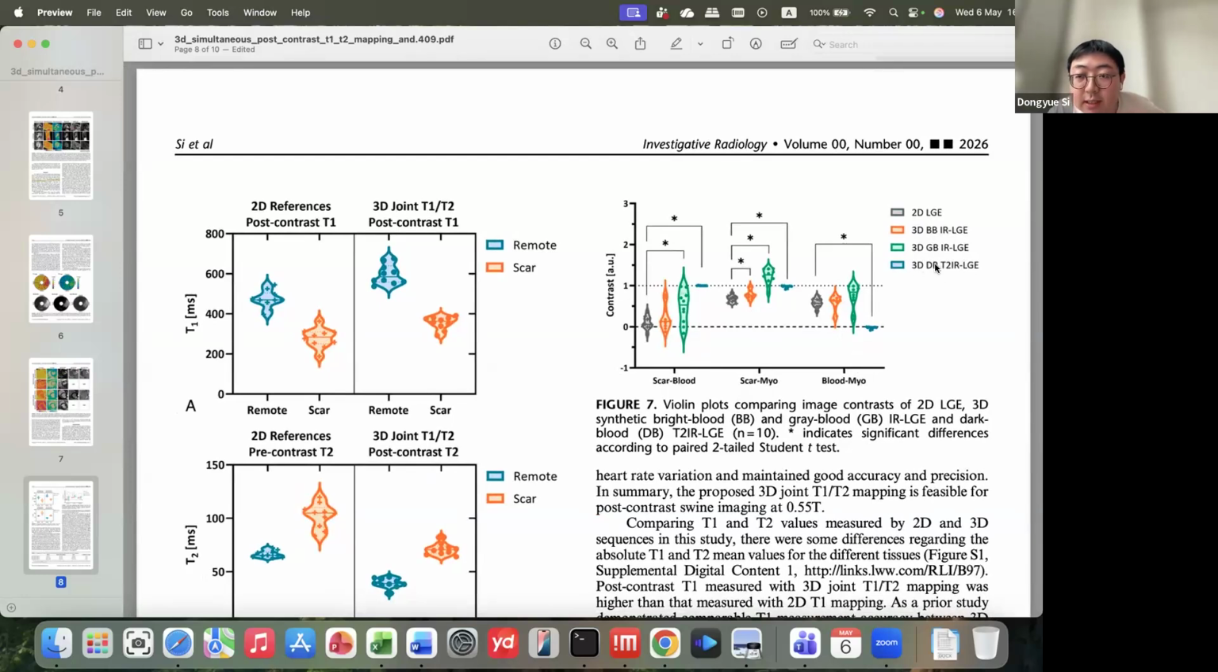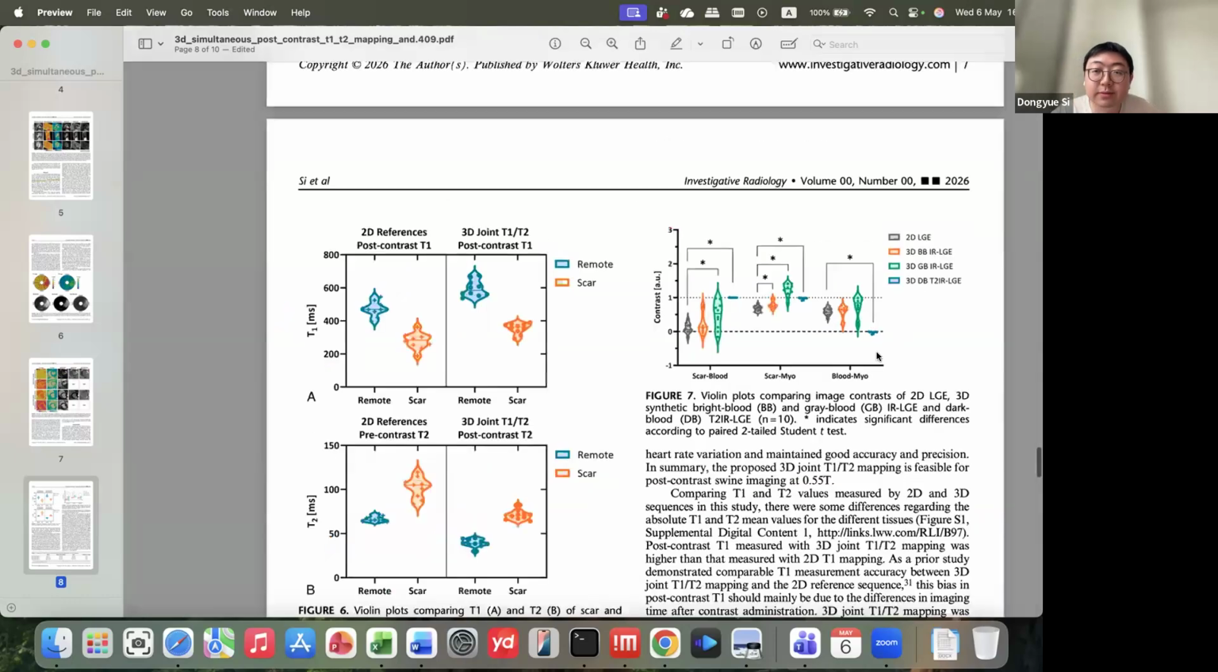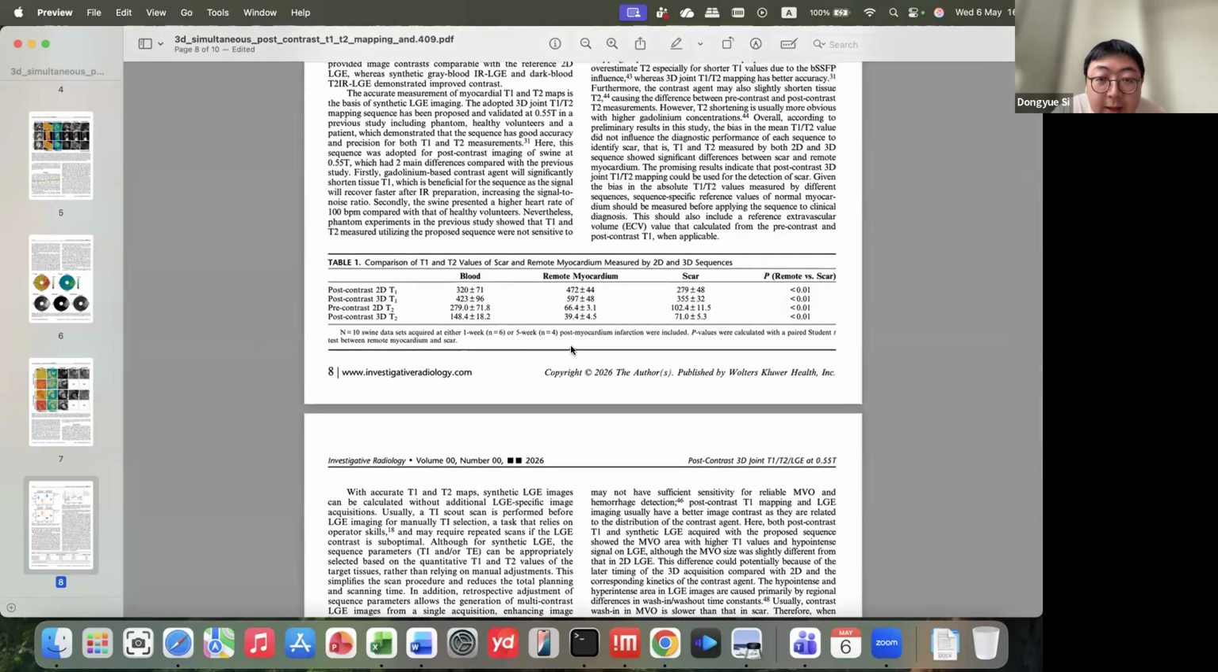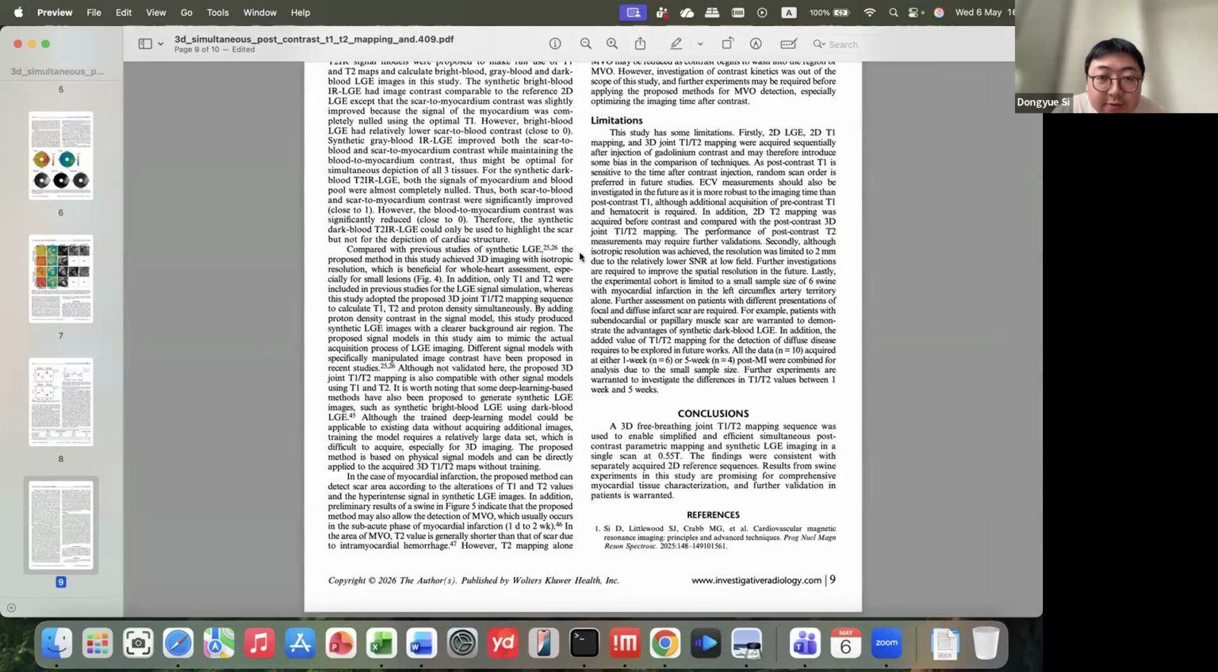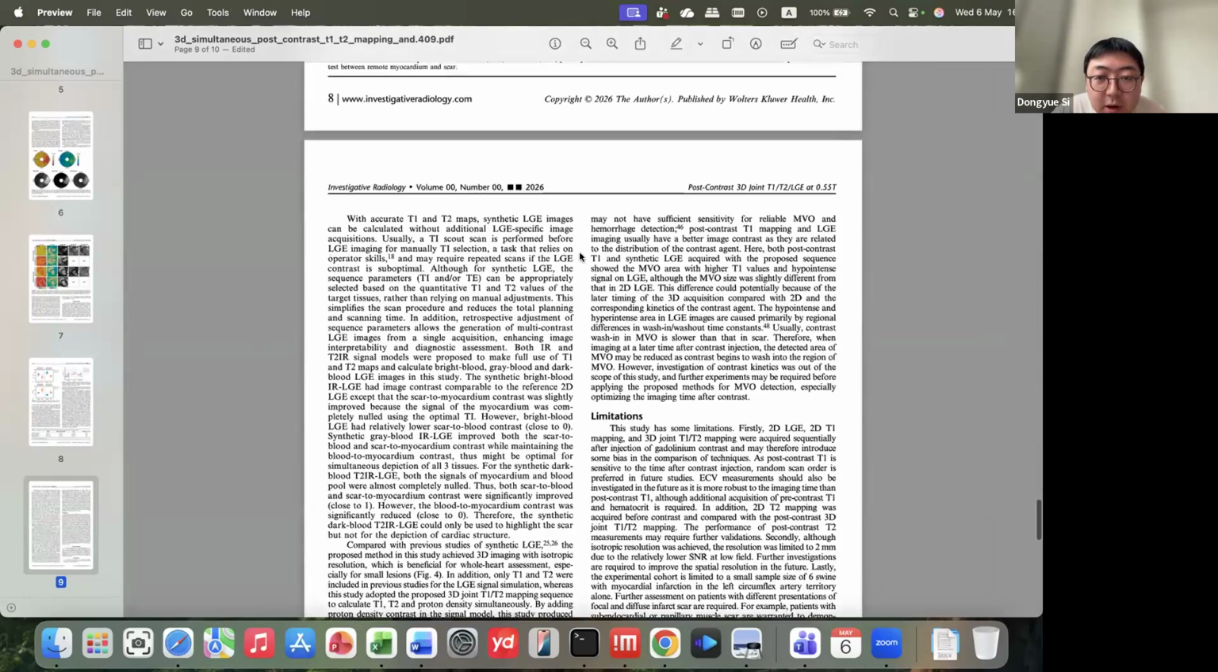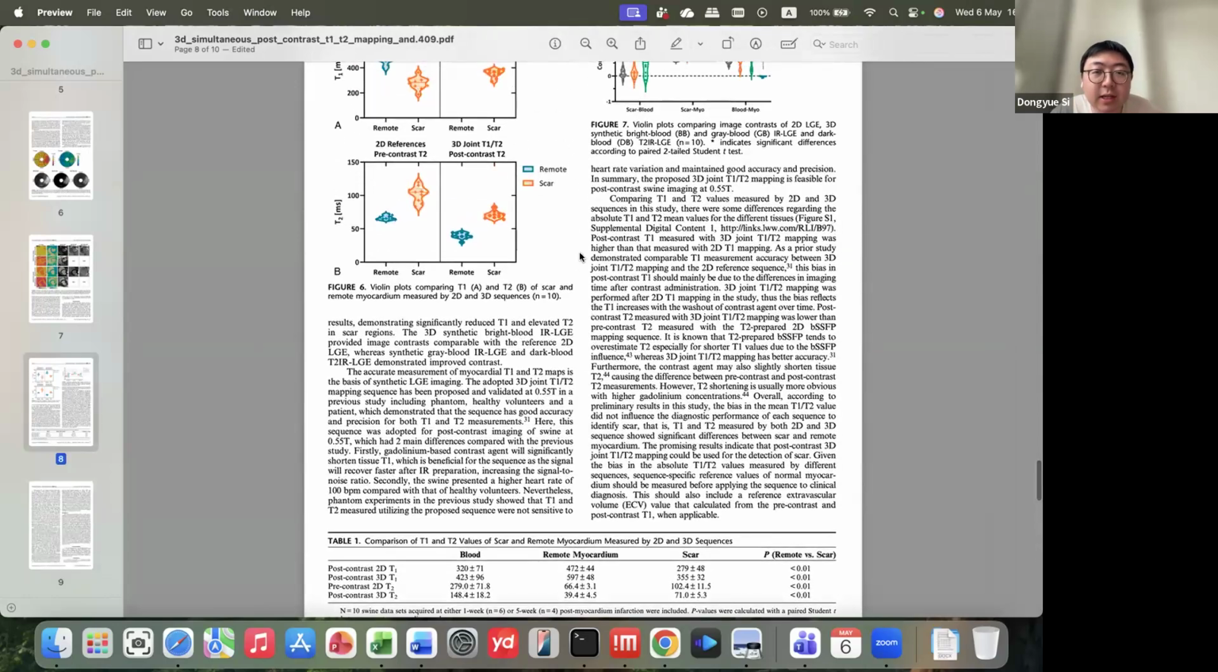While for the dark blood LGE, the scar-to-blood contrast and the scar-to-myocardium contrast are both increased compared to the bright blood LGE, and the blood-to-myocardium contrast is significantly lower than the bright blood LGE because both the blood and the myocardium are suppressed. Basically, these are all the results presented.